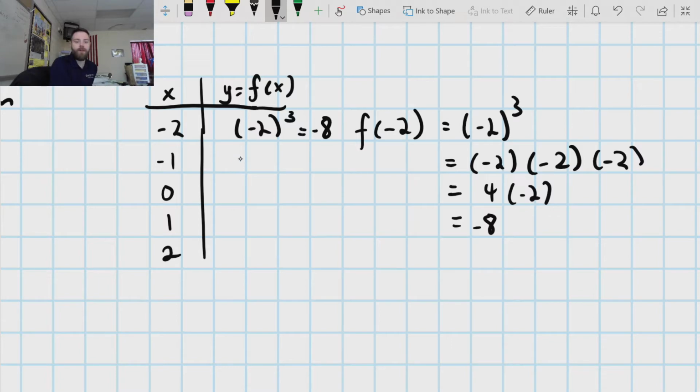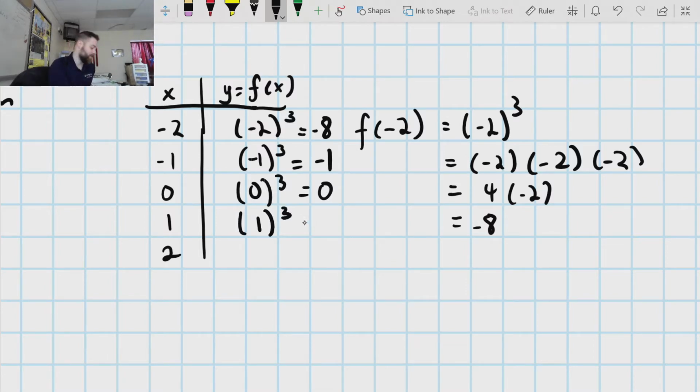Same thing with -1 cubed. I'll leave these as exercises for you, but -1 times itself is 1, and 1 times -1 is -1. So if you plug that into the function, you'll get back -1. If I cube 0, I'll get 0. If I cube 1, that's multiplying 1 by itself 3 times, I'll get 1. And if I cube 2, I'll get +8. So if I want to graph these points, I can do that.